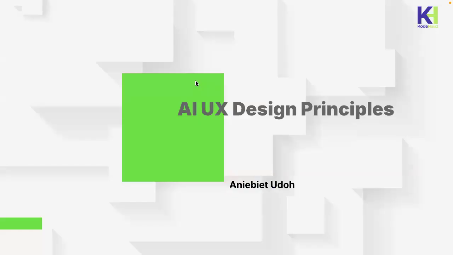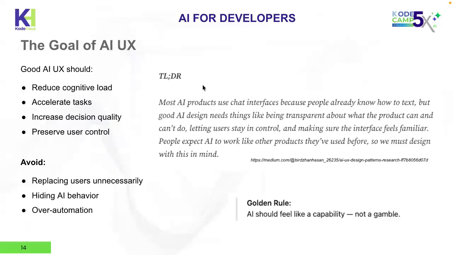So let's talk about some of the AI UX design principles based on all of these things. First one is good AI UX should reduce cognitive load. So what do I mean by cognitive load? The amount of things people have to think about or remember. Think of cognition as your brain's functioning, right? And then cognitive load is the amount of things your brain has to carry in its head and think about.